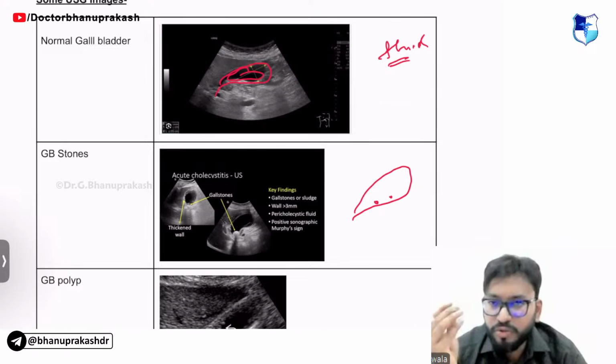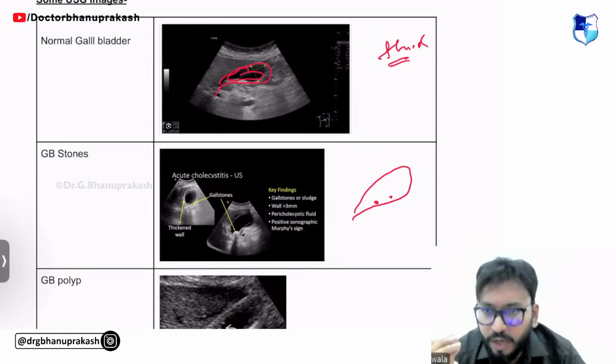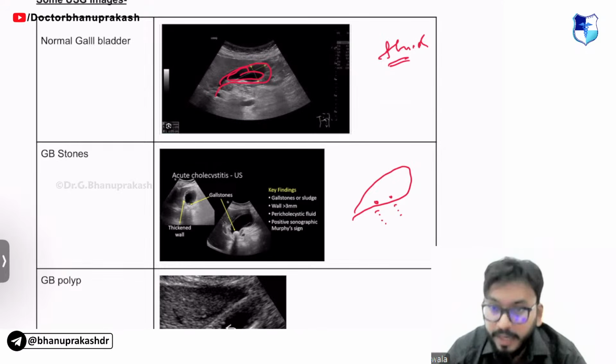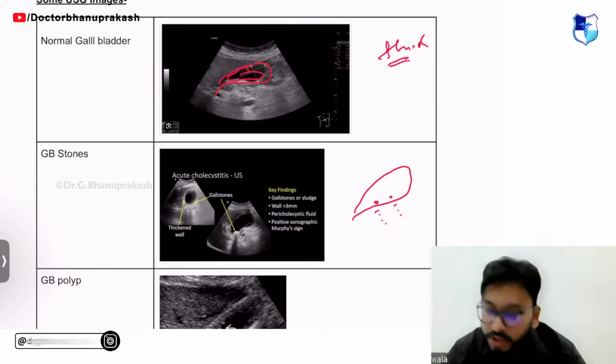White. Why? Because gallstones are solid. They are not fluid. They are not liquid. Therefore, they will not appear black. They will appear white, and they'll cast a shadow. We look at it again, guys, and this is nothing but gallstones.